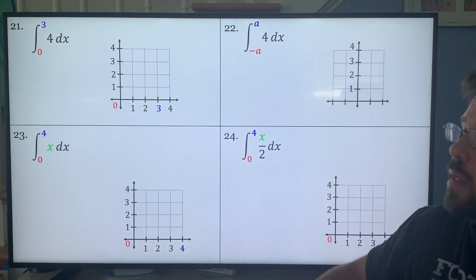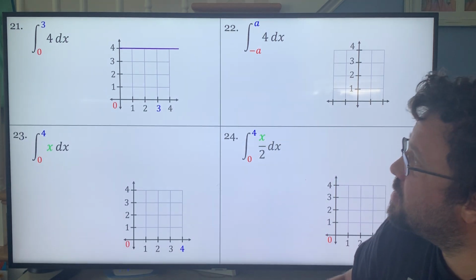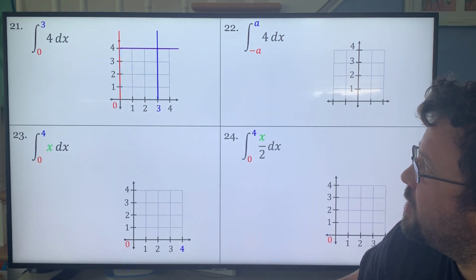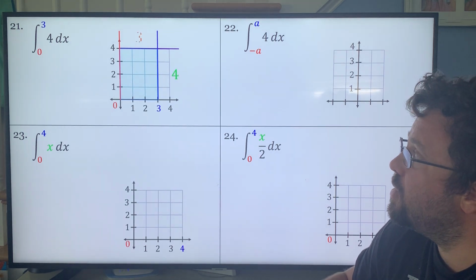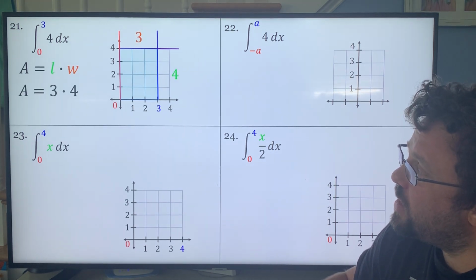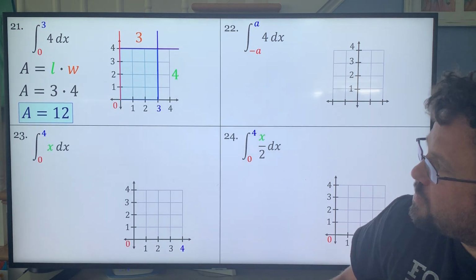Ready? Problem right there. Horizontal line from 0 to 3. Fill that in. That is indeed a rectangle. So height is 4, width is 3. 3 times 4 is 12.